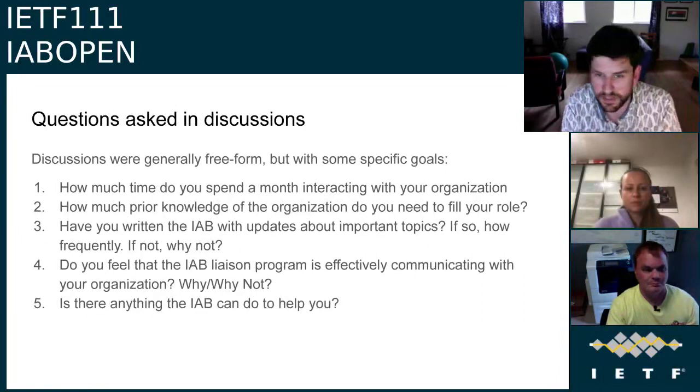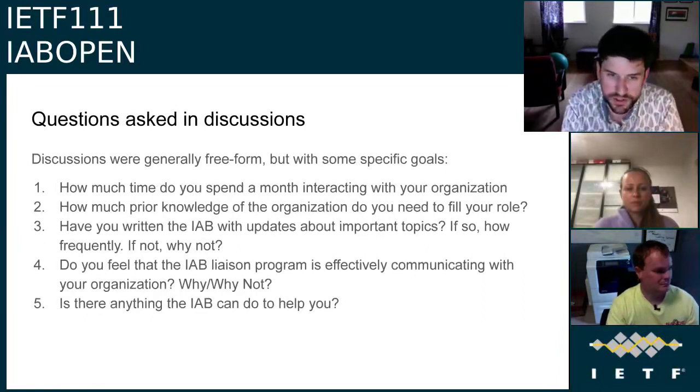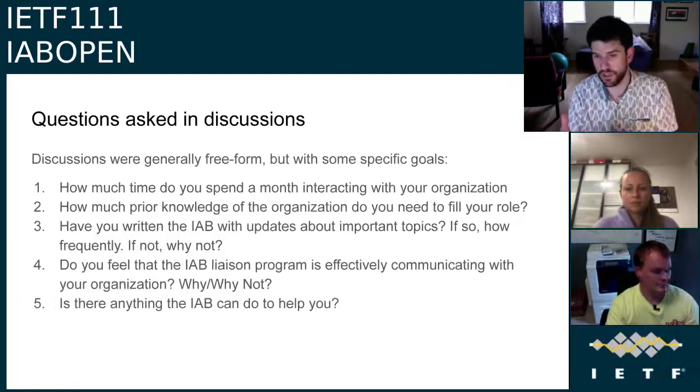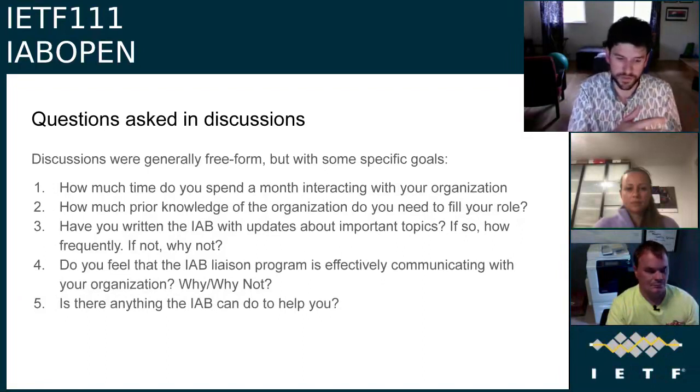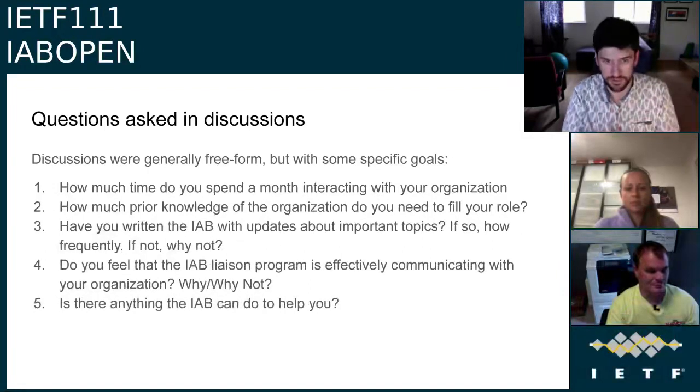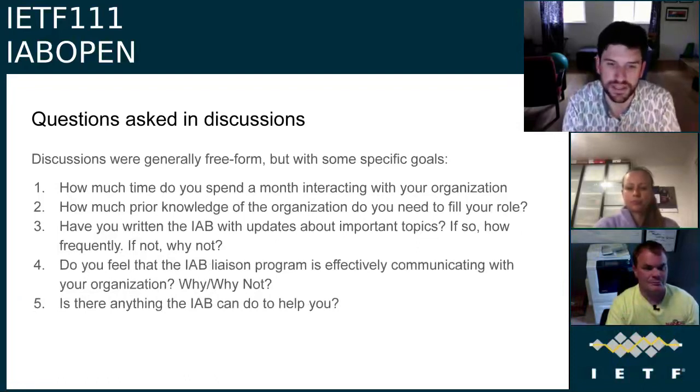So this is just kind of a preview of the different things that we talk to the liaison managers about. They're generally pretty open-ended conversations, but we wanted to understand how much time people were spending, how much prior knowledge they needed to fill their role, and specifically what type of communication was going on from their organization and from their liaisonship to the IAB, and what the IAB was giving its input back to them to highlight the places that things are working well and the places where we're not doing as much as we should for a given liaison. Next slide.